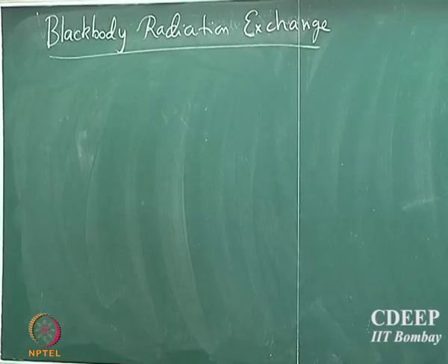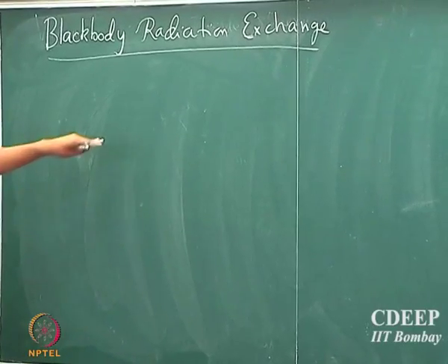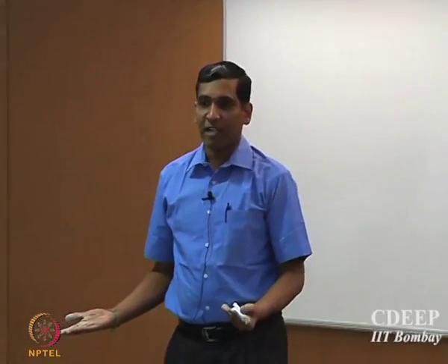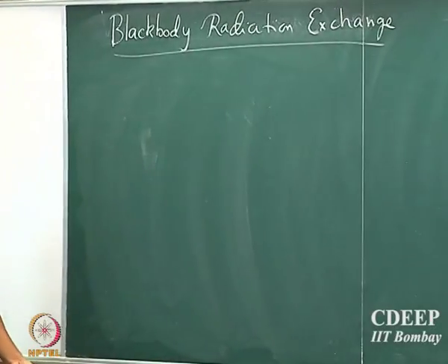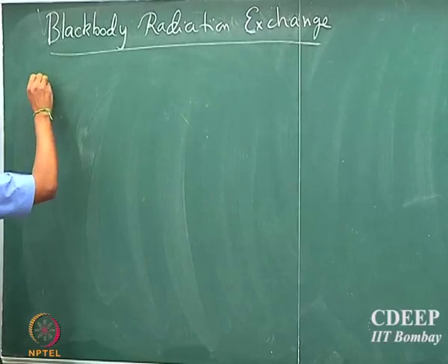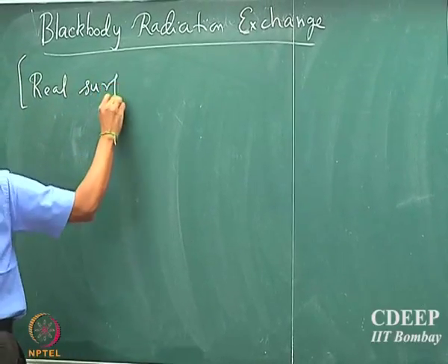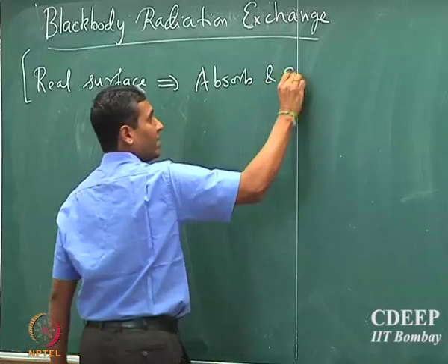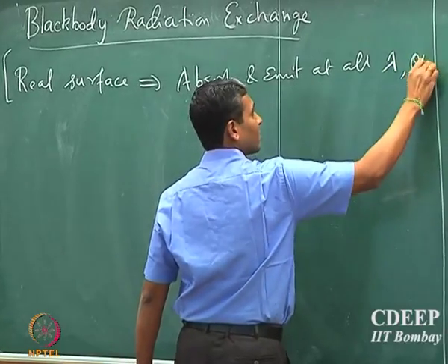So recall that when we initiated discussion on view factor in the last lecture, the objective was to characterize radiation exchange between surfaces. So once we know how to calculate view factor, we can now attempt to find out what is the net radiation exchange between different surfaces. So that's what we are going to do now. So supposing we take a real surface, so we know that real surfaces absorb and emit at all wavelengths, all lambda and all theta and phi.